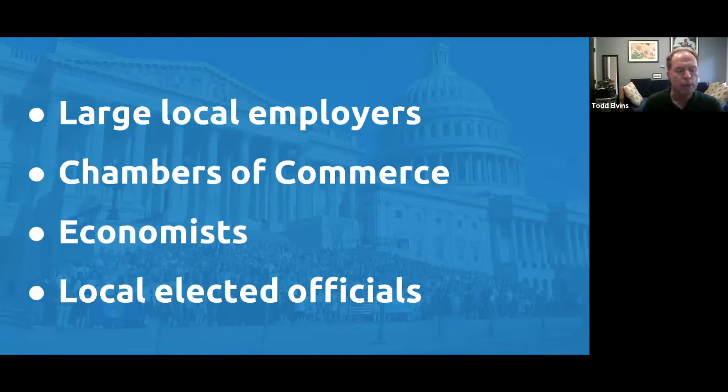Large local employers create jobs and a tax base in the district and state, and employees are voters. Chambers are important because they are collections of local businesses. Economists can help to explain the benefits of carbon pricing to your member of Congress and can answer their questions. Locally elected officials include mayors, city council members, the county board of supervisors, and state-level electeds.